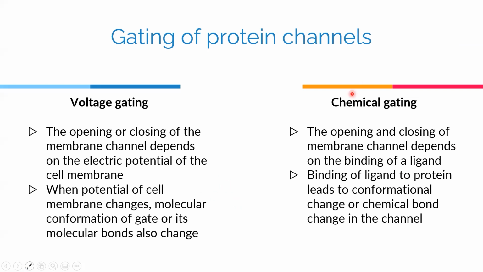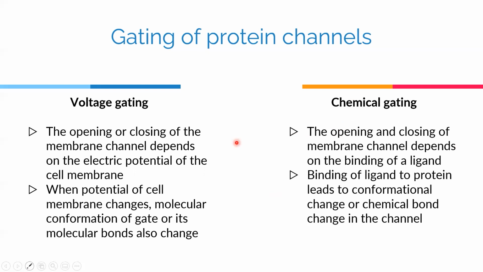On the other hand, chemical gating is the opening or closing of membrane channel depending on the binding of a ligand. This ligand can be a hormone or other moiety that binds to the exterior of the protein channel and allows the channel to open. The binding of the ligand to protein leads to conformational change or chemical bond change in the channel, and thus it can open or close in presence of the particular ligand.